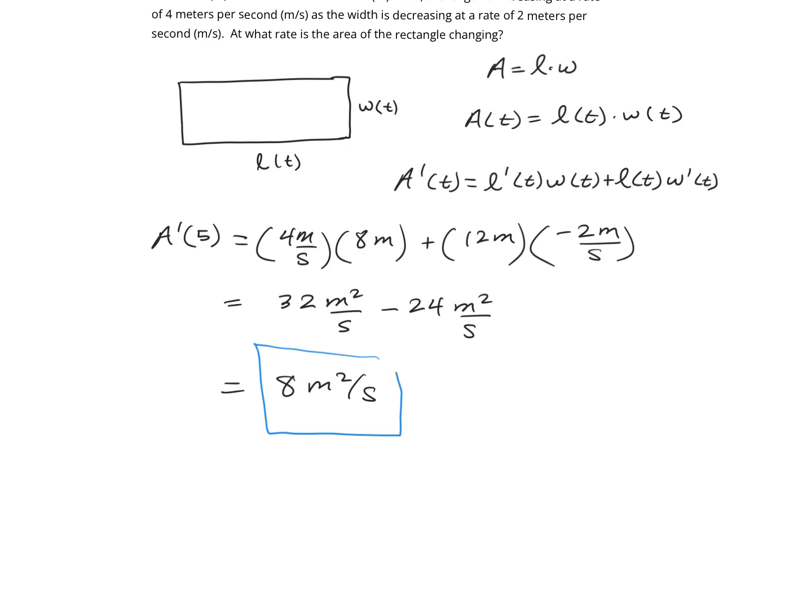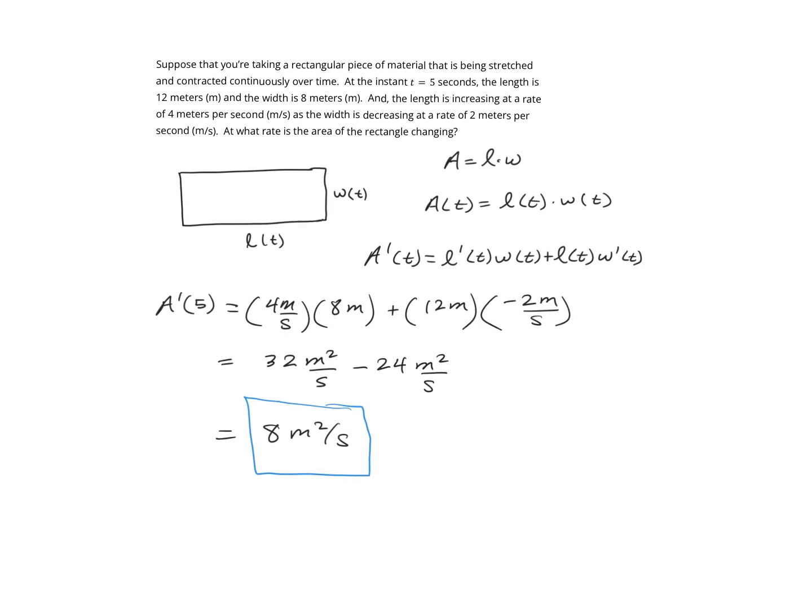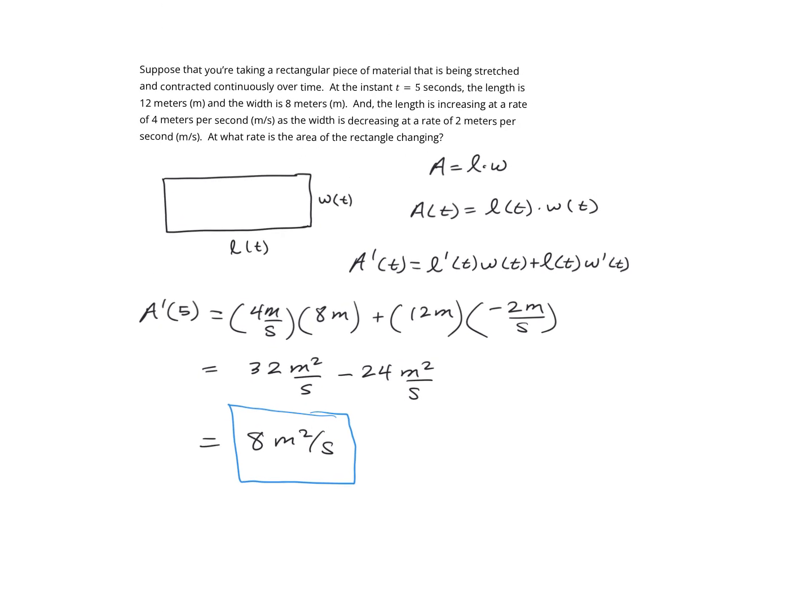Again, very important to make sure you always check your units. It is 8 square meters per second, which makes sense. It's a rate of change of area per time. And that is our first example of related rates.